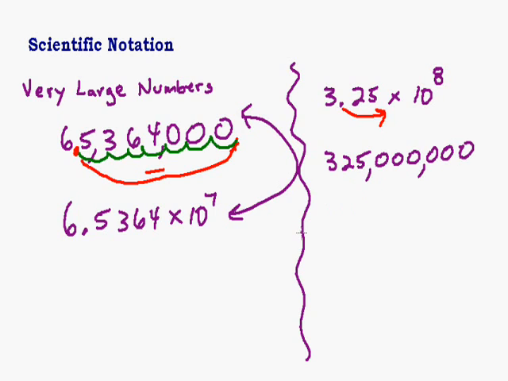If I put my commas in, I can see this number is 325 million. So that's scientific notation, and it can also be used to represent very, very small numbers, which I will go over in the next video.